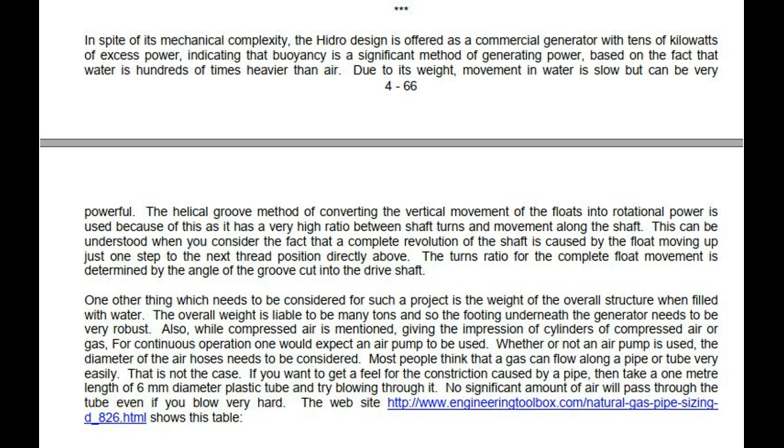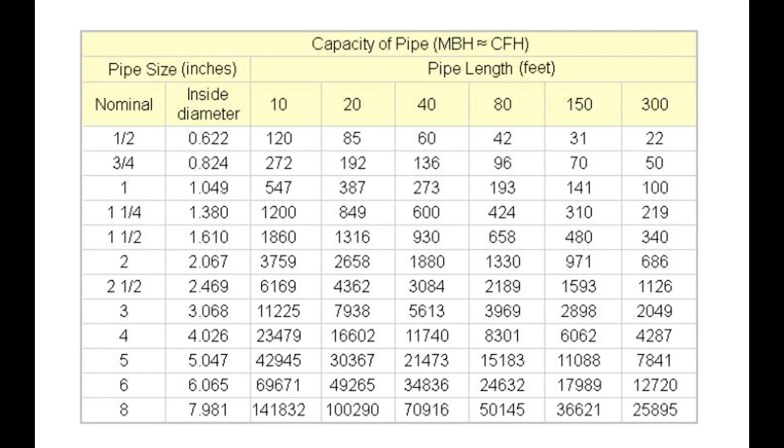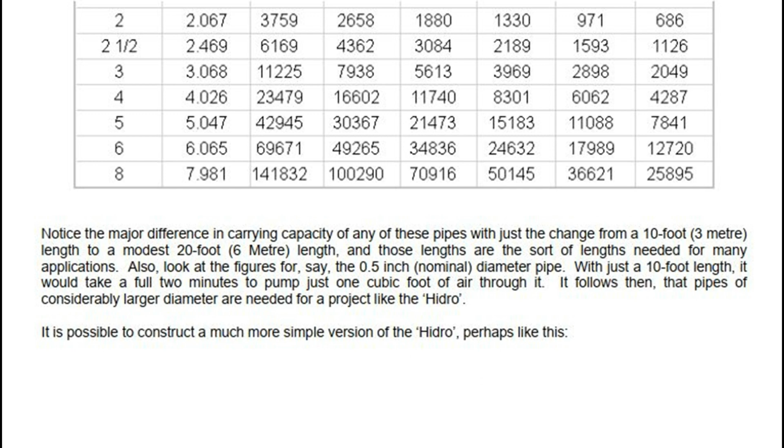Notice the major difference in carrying capacity of any of these pipes with just the change from a 10-foot, 3-meter, length to a modest 20-foot, 6-meter, length, and those lengths are the sort of lengths needed for many applications. Also, look at the figures for, say, the 0.5-inch, nominal, diameter pipe. With just a 10-foot length, it would take a full 2 minutes to pump just 1 cubic foot of air through it. It follows then, that pipes of considerably larger diameter are needed for a project like the hydro.